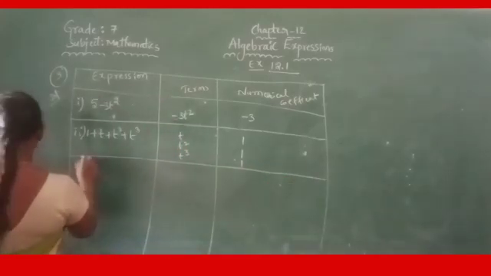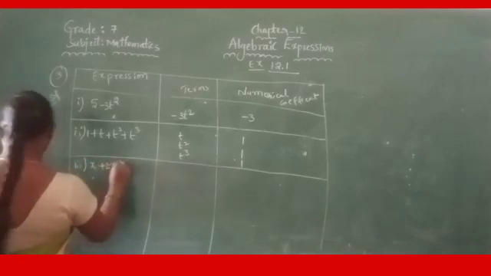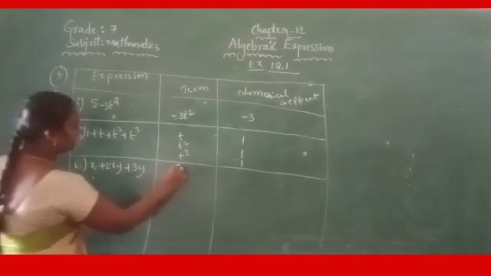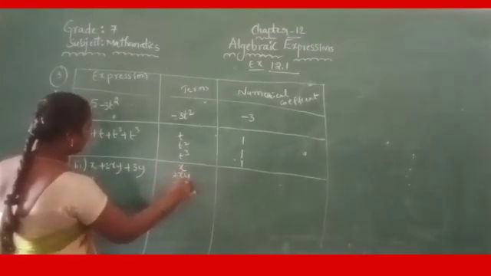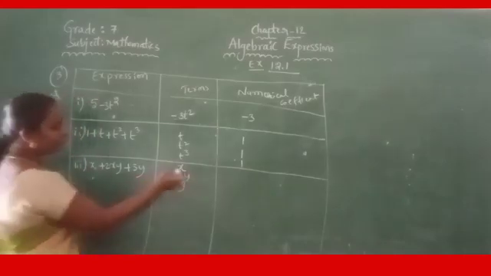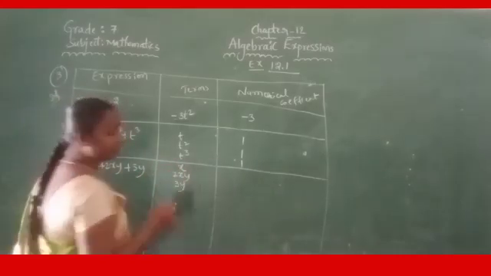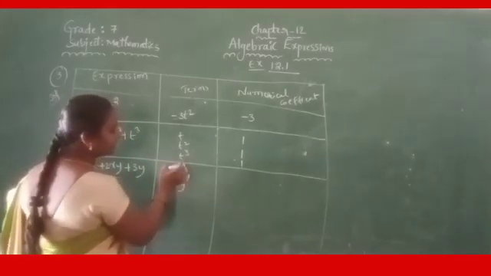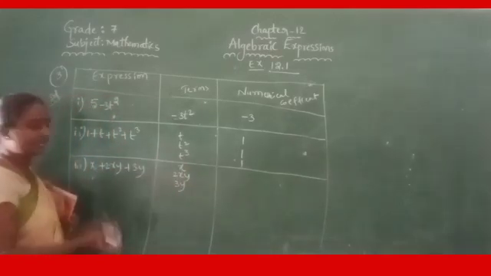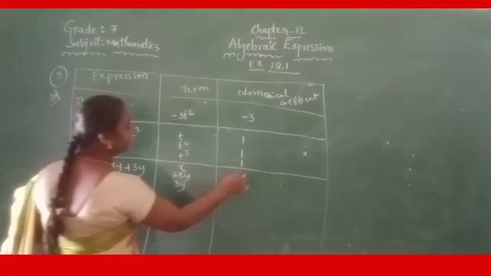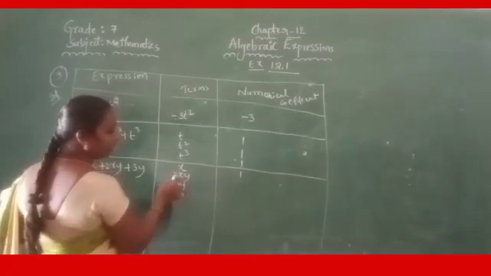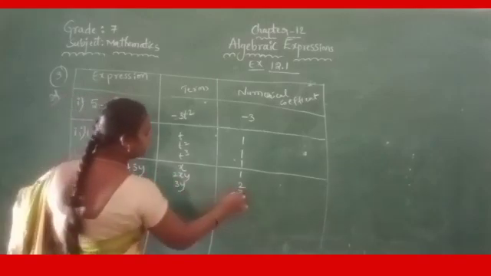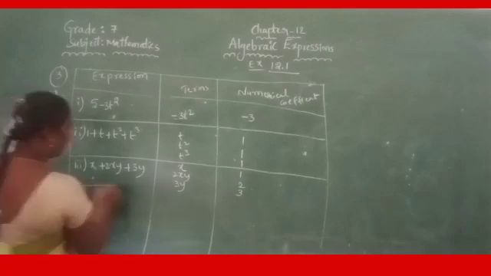Right. The third expression is x plus 2xy plus 3y. Here see, how many terms? 3 terms: x, 2xy, 3y. The numerical value multiplied by the variable is the coefficient. So here x is multiplied by 1, the coefficient of xy is 2 and the coefficient of y is 3. Okay, children? Right.